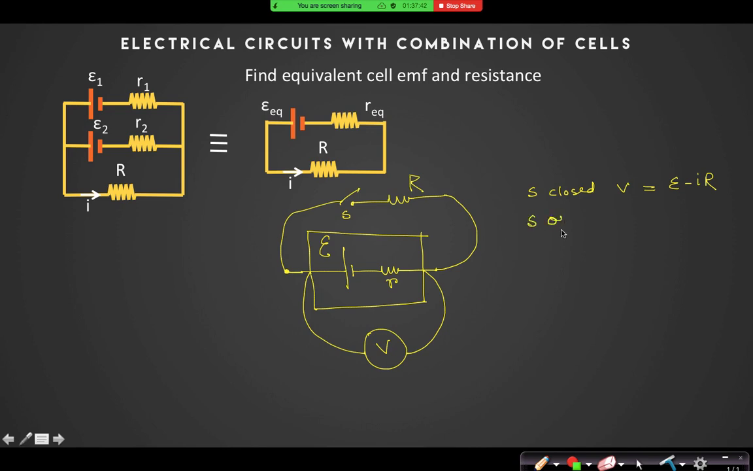And when the switch is open, what will be the reading of V? When the switch is open, only you will find E, because I is 0 in that case. Right? Yes, that will be smaller, definitely.